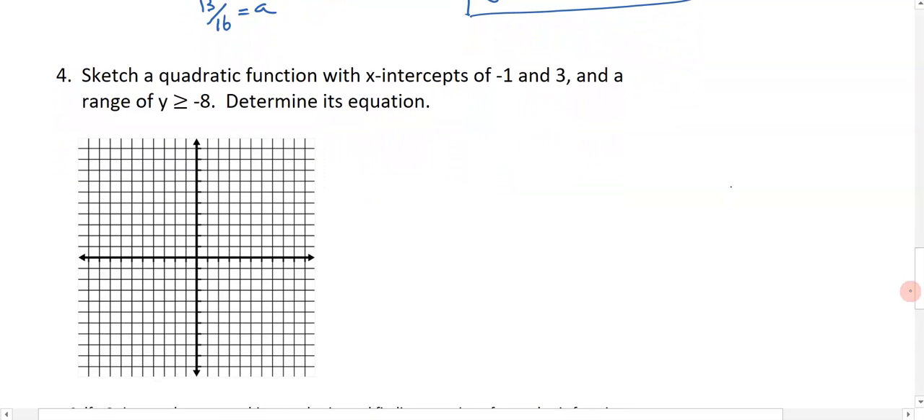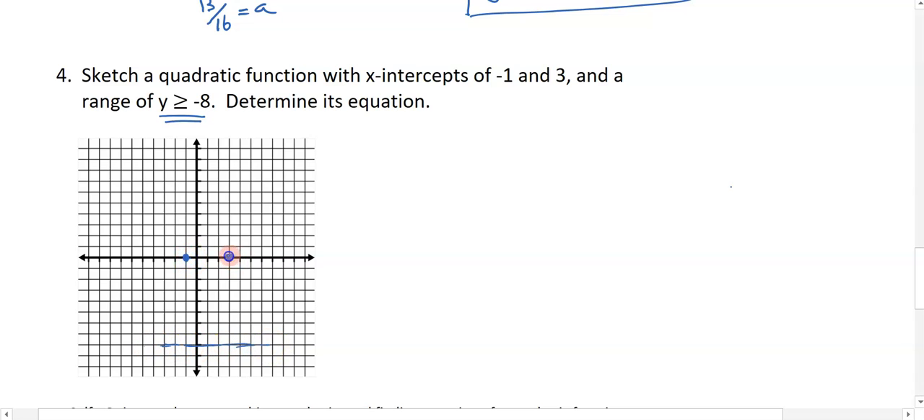We could sketch a quadratic given some information, making sure we really understand the symmetry part, okay? Based on the range and the axis of symmetry, we can now figure out other pieces of our parabola. So in this question, we have a quadratic function. Its x-intercepts are -1 and 3. So I know it's going through those two points. And its range is y is greater than or equal to -8. So 1, 2, 3, 4, 5, 6, 7, 8. There's -8 down there. So I know the vertex falls somewhere along there, but I'm not quite sure where.